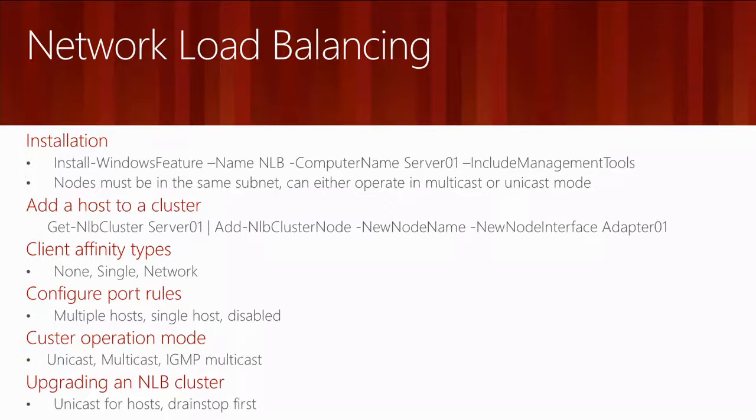All right, let's look at the port rules: multiple host, single host, disable. This is controlling traffic at the port level. So you can disable traffic to a specific port by going with a disabled route.